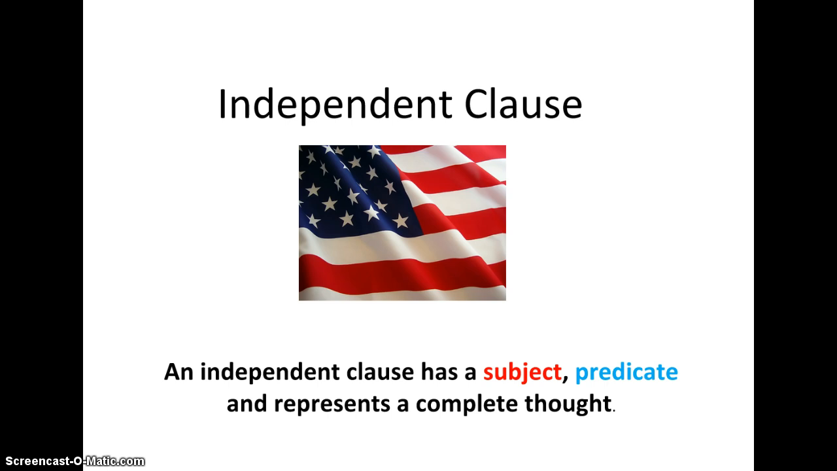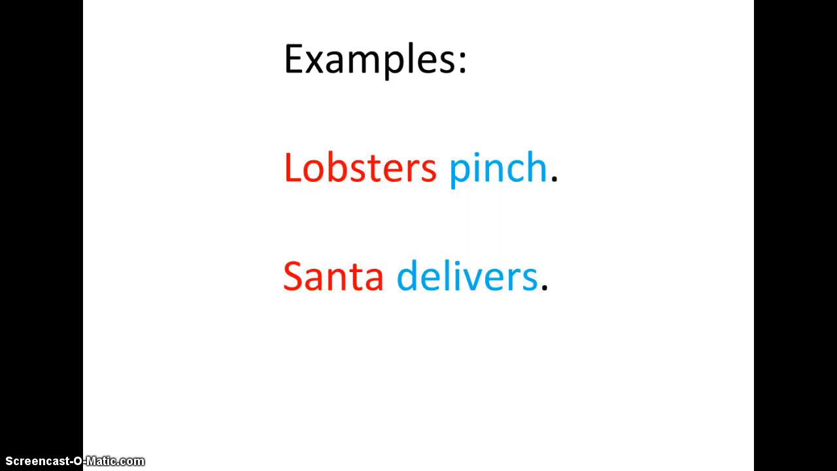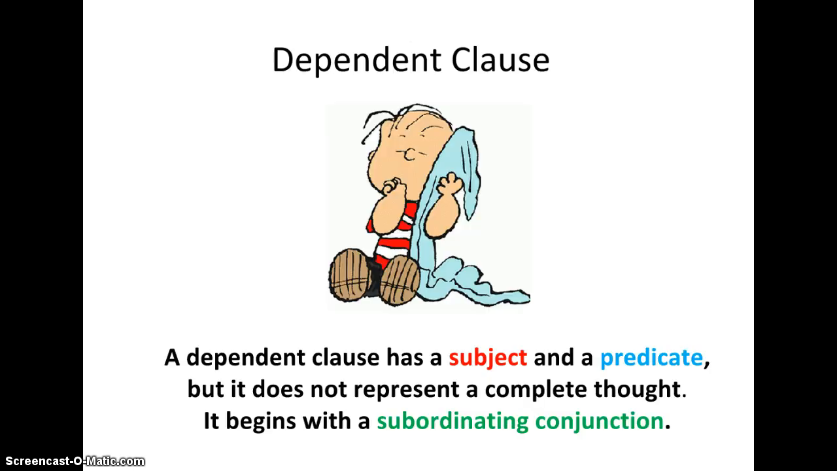An independent clause has a subject, a predicate, and represents a complete thought. It can stand on its own. Look at our examples from earlier. Lobsters pinch. Lobsters pinch is an independent clause because it expresses a complete thought. Santa delivers is also an independent clause because it expresses a complete thought.